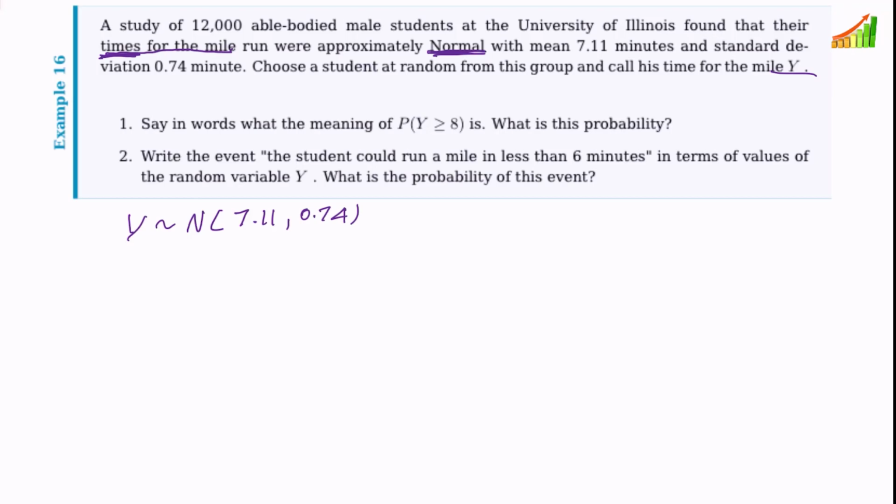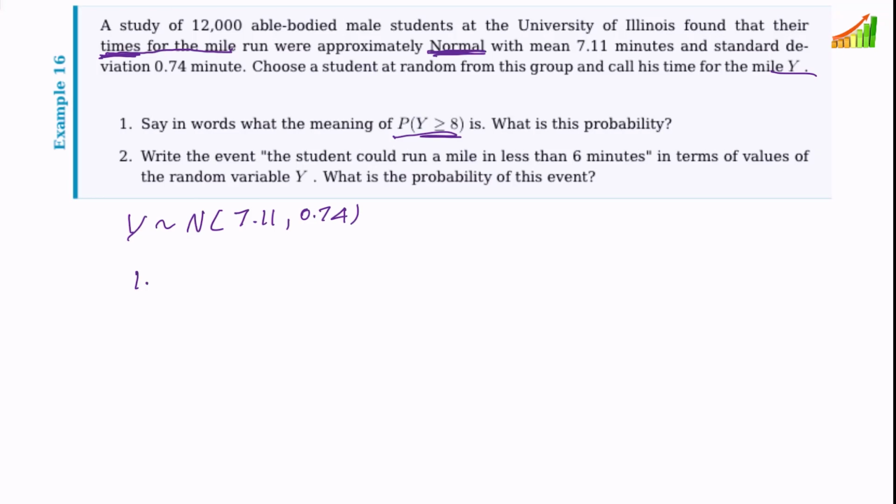Right, first one, say in words what the meaning of probability y greater than or equal to 8 is. So what is the probability? y is the times for the mile. Therefore we can say it is the probability of the time for the mile being at least 8 seconds. So you can write that event in your own words.